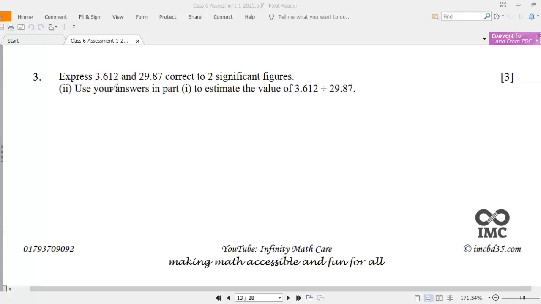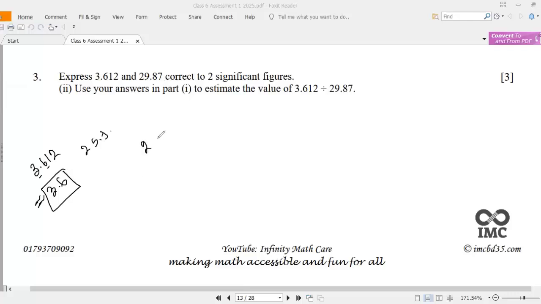The question says express 3.612 and 29.87 correct to two significant figures. So 3.612 is four significant figures. If I want to convert to the nearest two significant figures, then we need to stop here, 1, 2. Okay. So the answer will be 3.6.